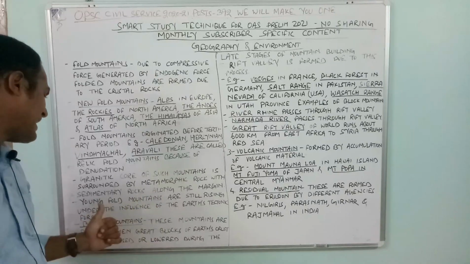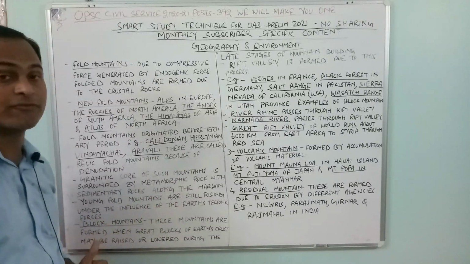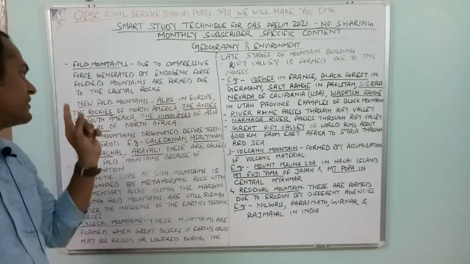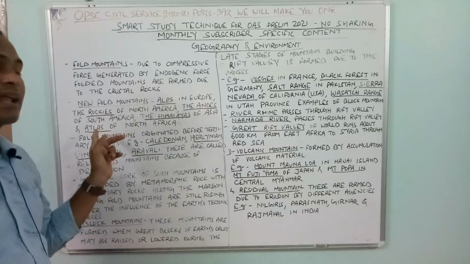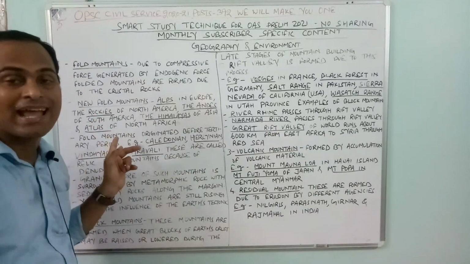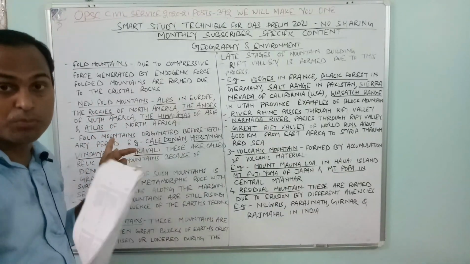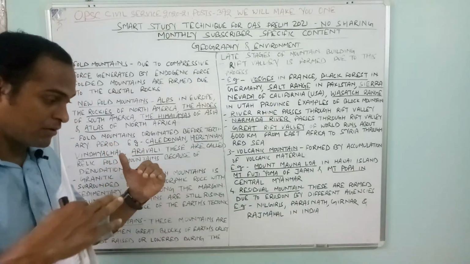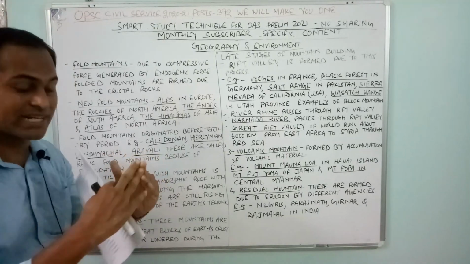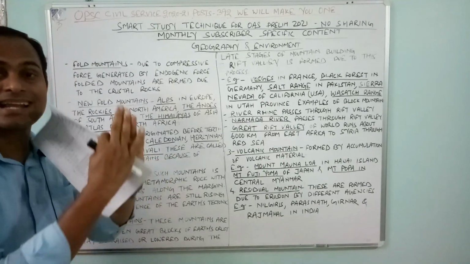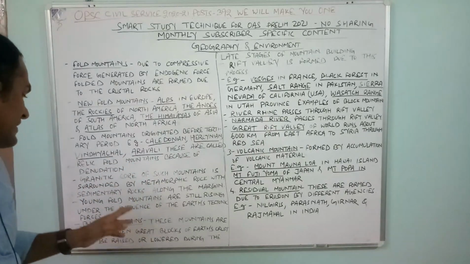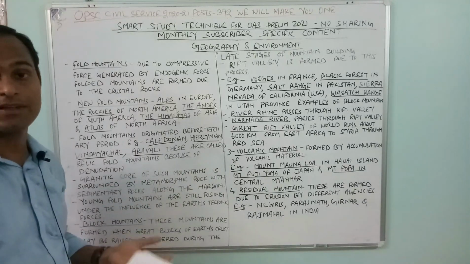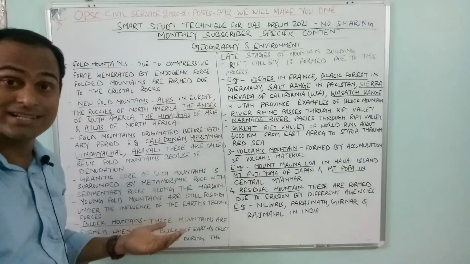Young fold mountains are still rising under the influence of Earth's tectonic forces. All these, Alps, Rockies, Andes, then Himalayas and Atlas, are young fold mountains, and these are still rising. You might have seen the Nepal earthquake. It is because of the constant rising of the rocks. This is a continuous process. The fold mountains are still rising.